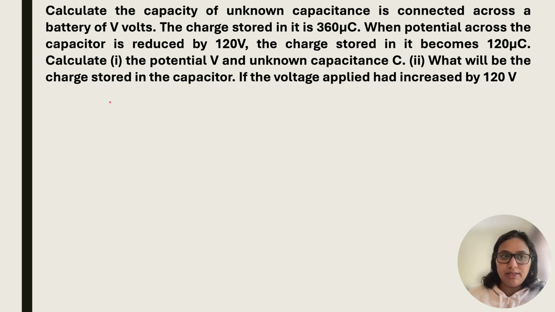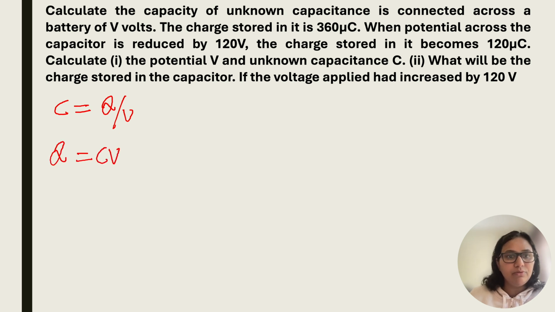Second one, what will be the charge stored in the capacitor if the voltage applied had increased by 120 volt? So what is given here? They have mentioned the unknown capacitance is connected across a battery of V volts. So here we know that the capacity is related to the energy stored and the voltage by this equation, or charge stored can be written as C into V.